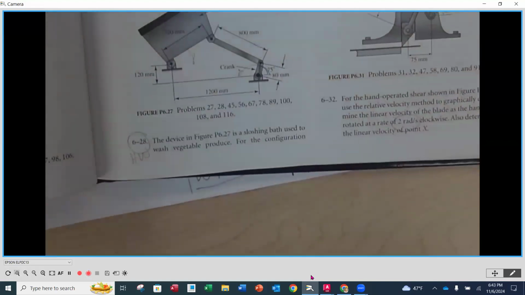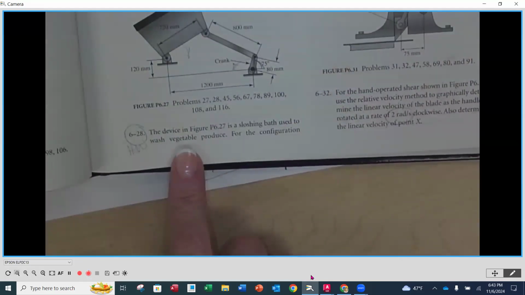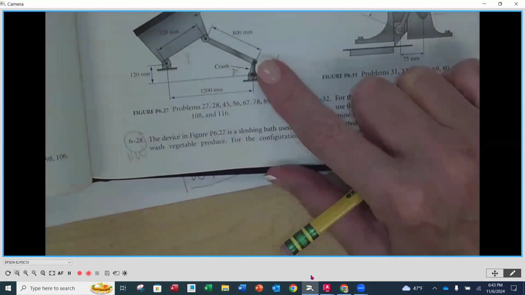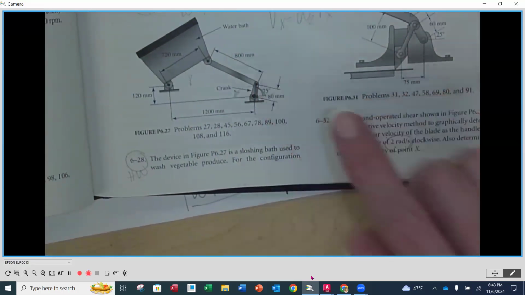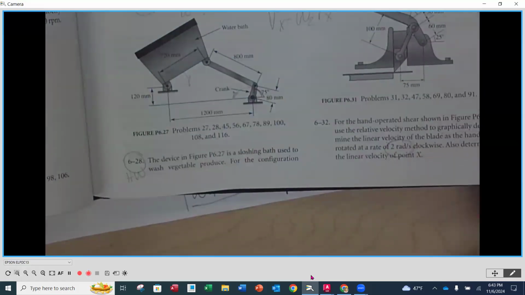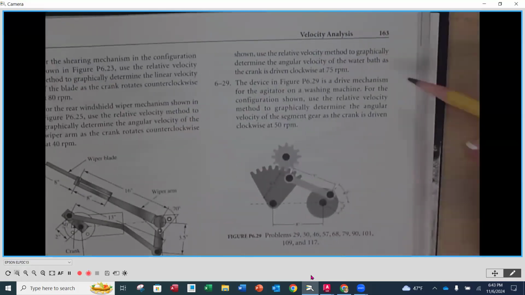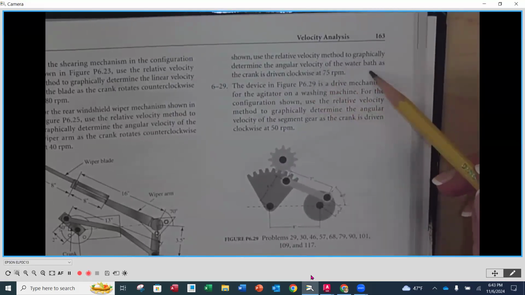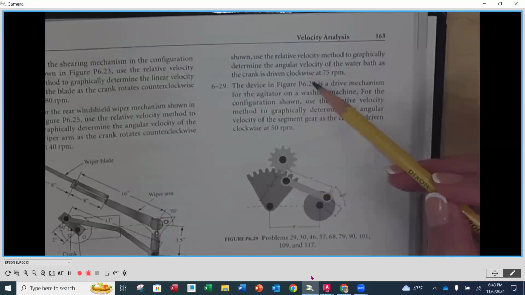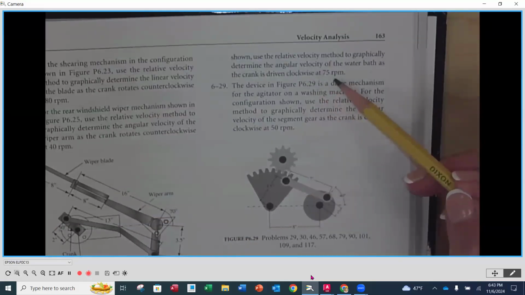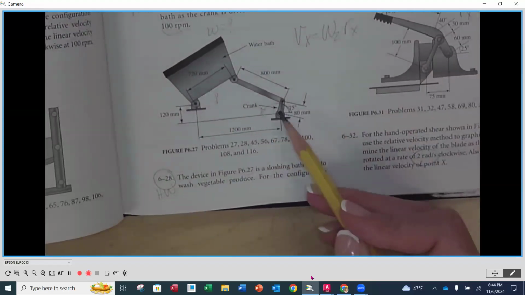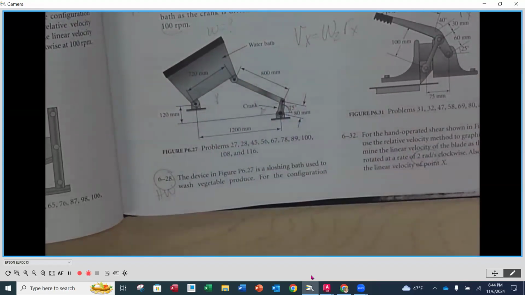The next one that we have is 628. It starts at the very bottom of page 162 in the first column. The device in 627, so you already have this drawn. The sloshing bath is used to wash vegetables. For the configuration shown, and it goes up to the next part here, use the relative velocity method to graphically determine the angular velocity of the water bath as the crank is driven clockwise this time, 75 RPMs. Last time it was counterclockwise, 100 RPMs. So we have a different direction and a value on our crank, but the diagram is going to be identical.